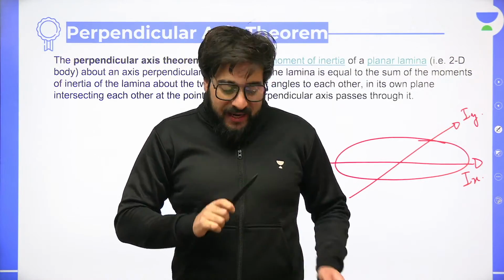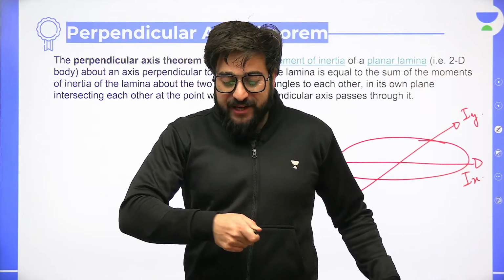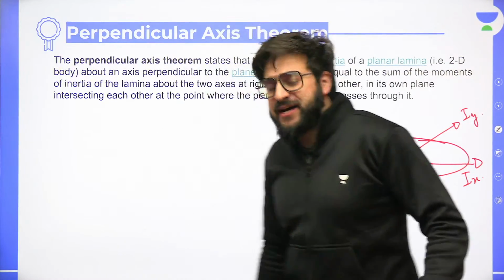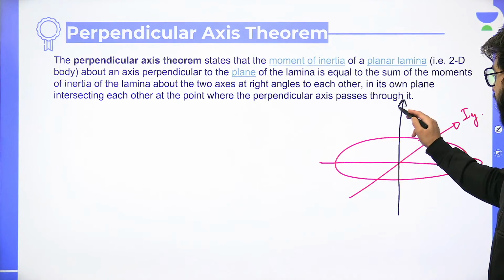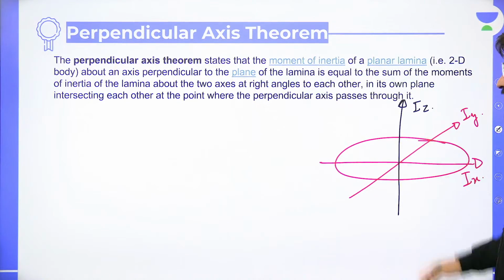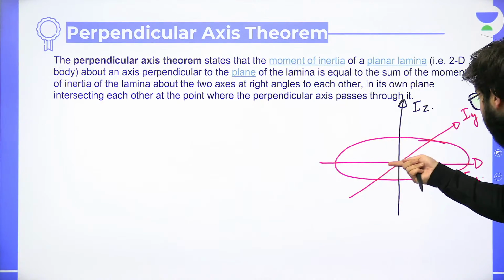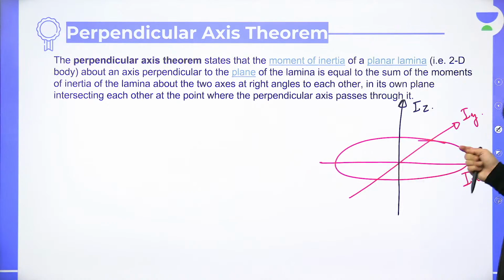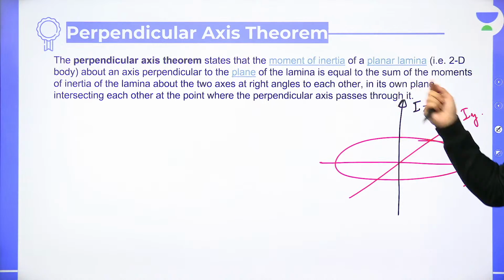Plane of the disk, and this x-axis is lying on the plane of the disk. This y-axis is lying on the plane of the disk. And if I ask you to tell me the moment of inertia about this axis, this is what we call the Iz, or the perpendicular axis. We say this axis is perpendicular to the plane of this disk, in which this axis and this axis are exactly lying over here. Can you tell me the moment of inertia about this axis?